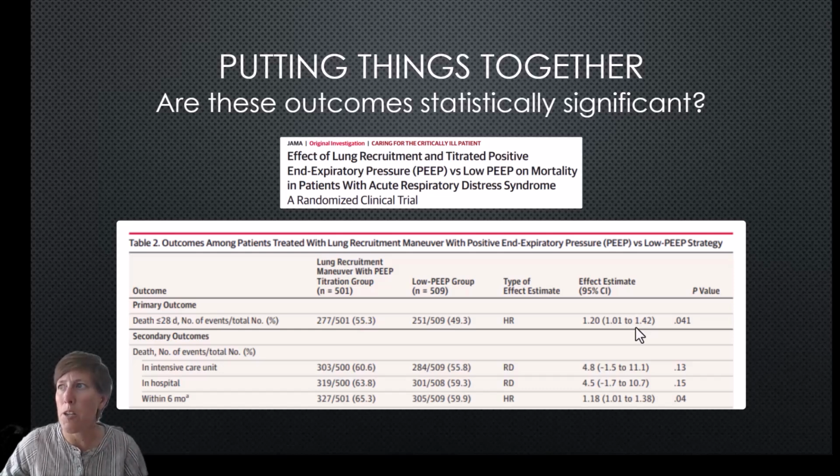Okay, one more here. This secondary outcome where we get a p-value of 0.13. Here we're looking at a difference, a risk difference. Our confidence interval is negative 1.5 to 11.1. When we're looking at a difference, our value of no effect is 0. Subtraction. Is 0 included in this range? Yes, it is. Therefore, I know my p-value is not significant, greater than 0.05.